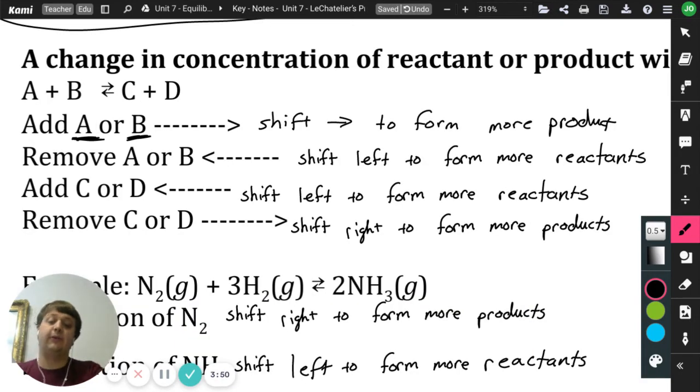All right, so let's take a look at this first set here. So it says remove A or B. Again, we talked about that. We would see a shift to the left to form more reactants. Why? Because we removed some of the reactants. Well, now what if I added some product? Again, I would see that shift to the left so that I would form some more reactants. Again, I added more products, right? So that would shift my equilibrium, which would cause more reactants to form, okay? What happens if I remove my products? Well, if I remove my products, it becomes reactant heavy, and so then we would shift back to our product side to form those products, okay?